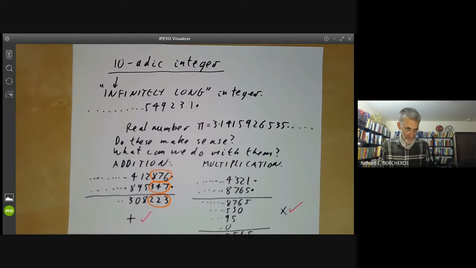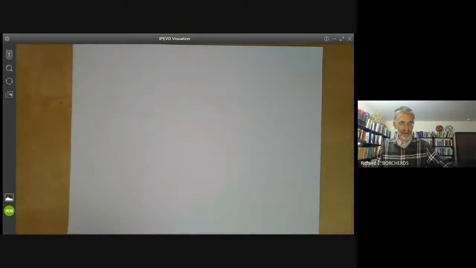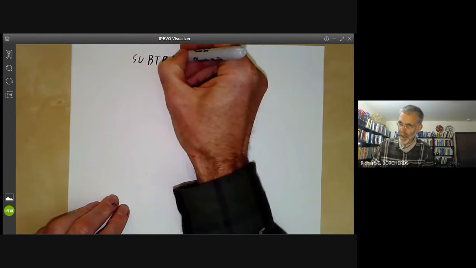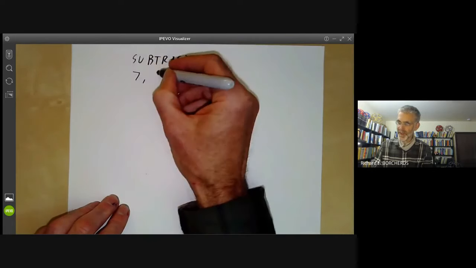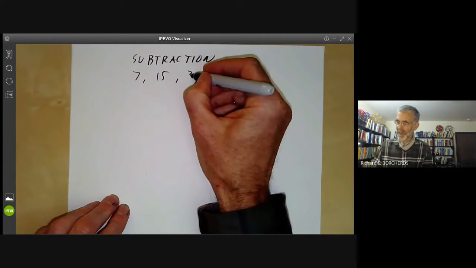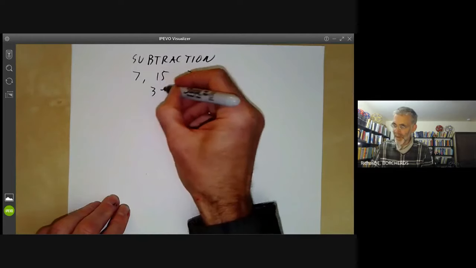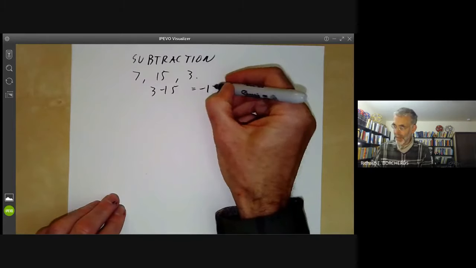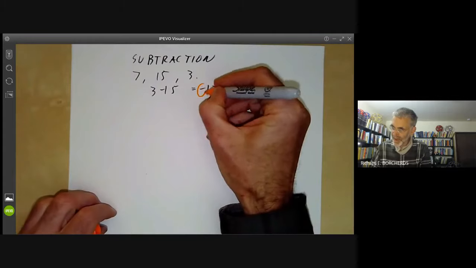So the next operation to think about is subtraction. And here we seem to have a problem. So for ordinary integers, if we just use positive integers like 7 and 15 and 3 and so on, then we run into a bit of a problem with subtraction, because if we take 3 minus 15, then we get a negative number. And notice that to write down this negative number, we need to put a minus sign in front of it.